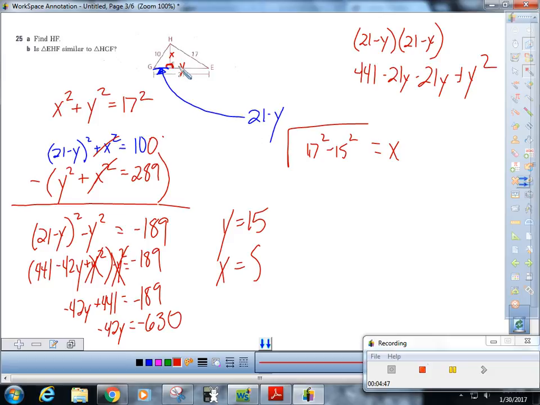All right, let's do short leg. So 21 minus 15 is 6. So we're saying this is 6, this is 15, and this is 8. So that's a 3, 4, 5 triangle, 6, 8, 10. The one on the right is not a 3, 4, 5 triangle, right? 8, 15, 17. And so they are not similar. Boom!